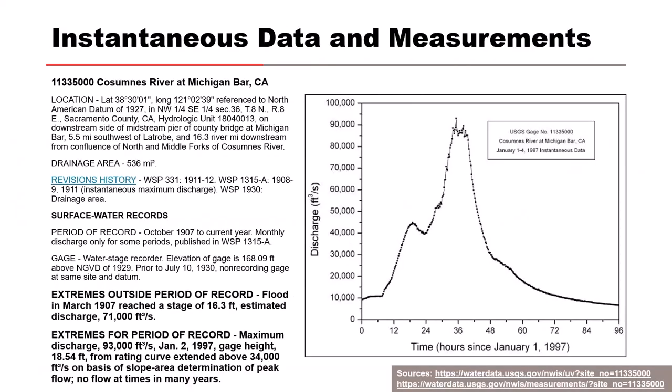Luckily, for gauging stations since about the early 90s, the USGS NWIS website usually provides instantaneous data electronically. Not always, but we often have luck with that. This is an example on the Cosumnes River in California. The 1997 flood peak is the largest at that gauge, and it was estimated from a slope area indirect measurement. So even though we have a nice subdaily hydrograph, it's still good to understand what they used to estimate the peak for that flow.